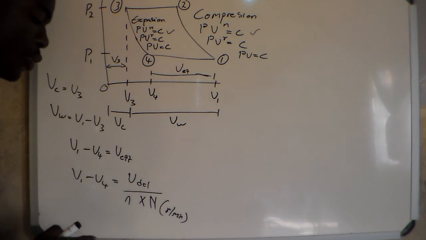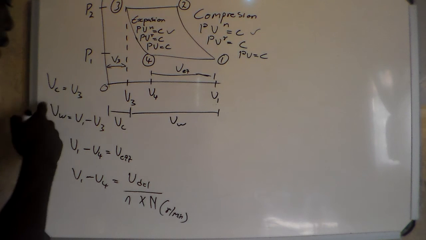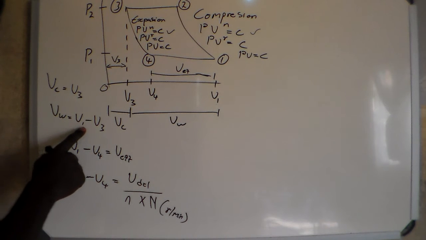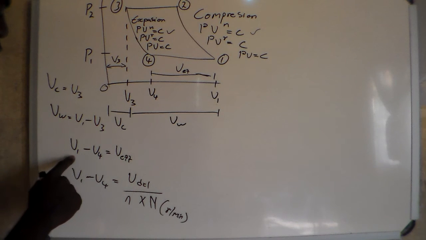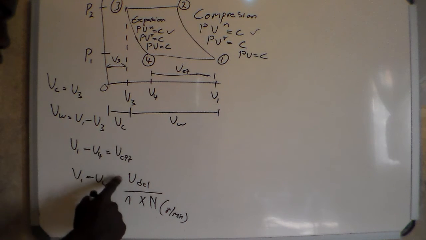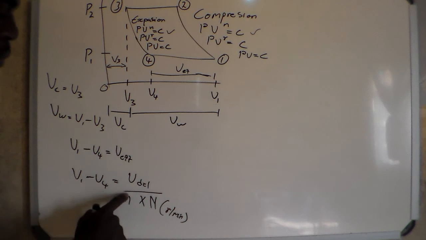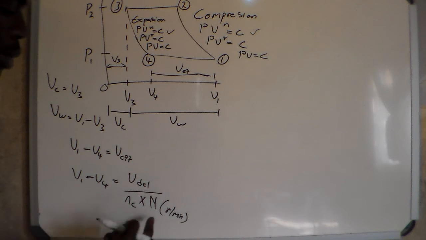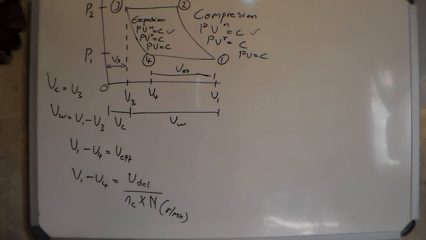Okay, then we calculate the effective volume. So therefore, the clearance volume is equal to volume number 3, the swept volume is volume 1 minus volume 3, and the effective volume, which is volume 1 minus volume 4, is equal to the volume delivered by the compressor divided by the number of cycles, multiplied by the speed of the compressor. The speed of the compressor is measured in radians per minute.